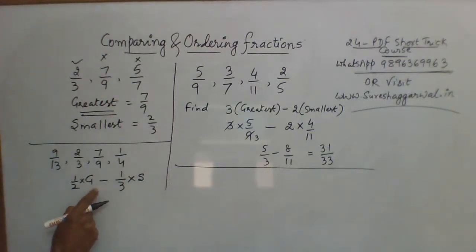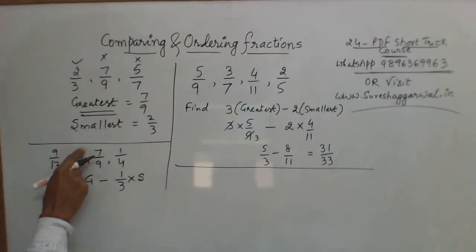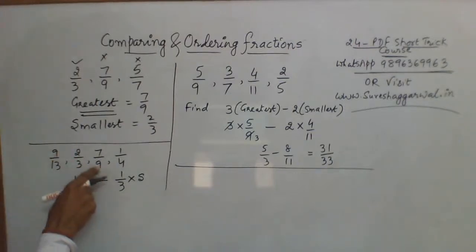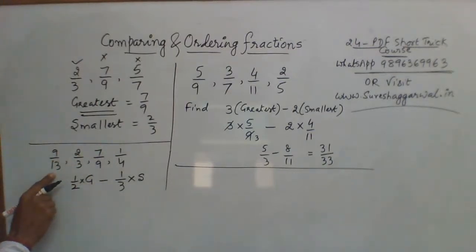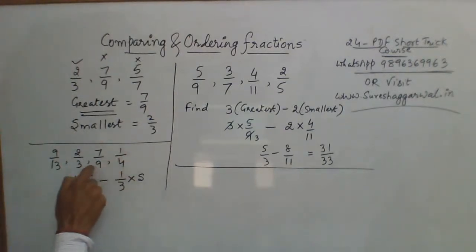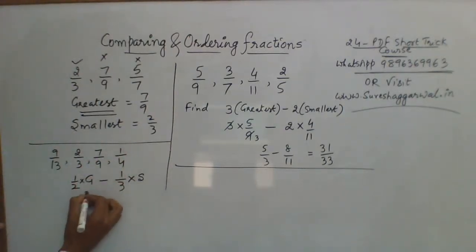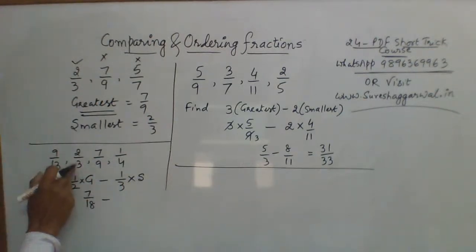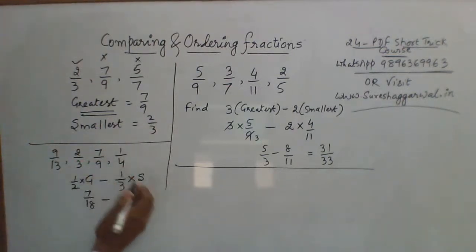So let's look for the greatest. 27, 26. This is greater. 81, 91. Right? So this is greater. 28, 9. So 7/9 is the greatest. 7/18. Now look for the smallest. 27, 26. This is smaller. 18, 21. This is smaller. 8, 3. So this is smallest. 1/4. So 1/12.